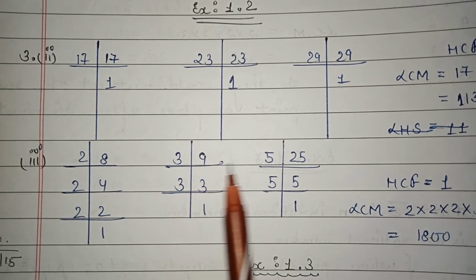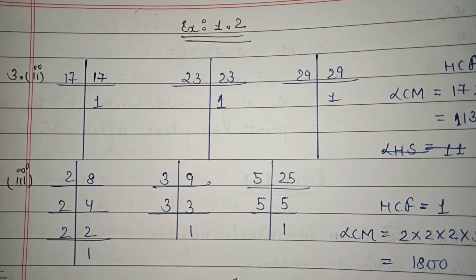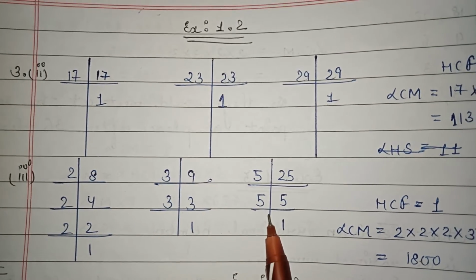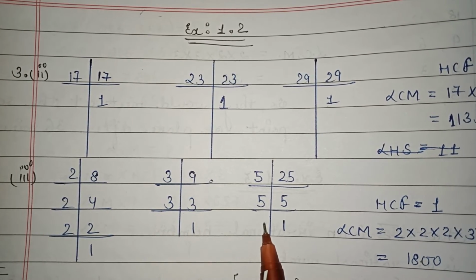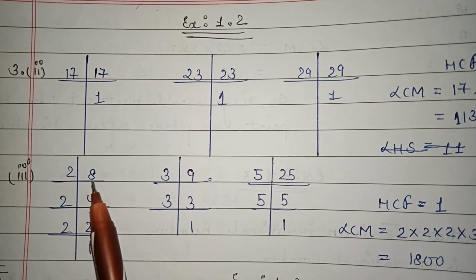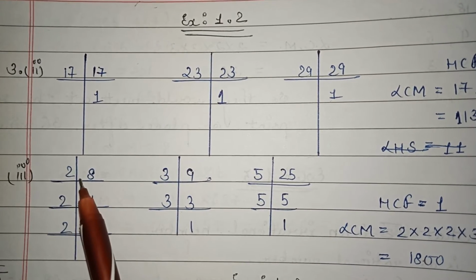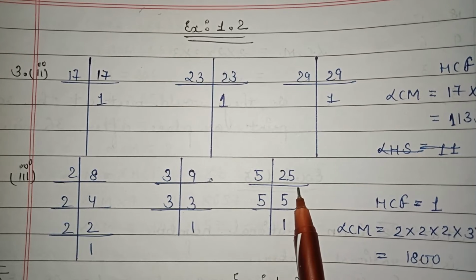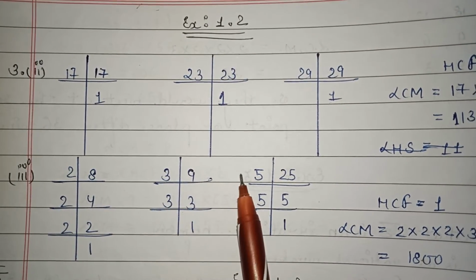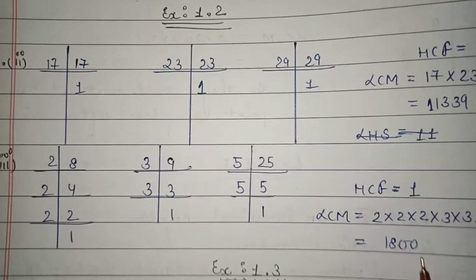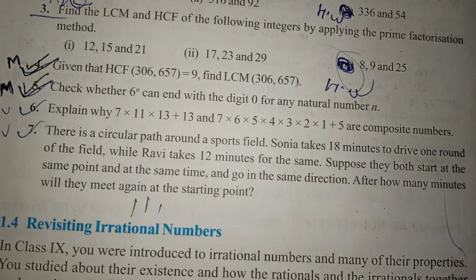Moving to the last part of this question. I have 8, 9 and 25 as numbers, and these are their factors. So for SCF we have nothing in common, so SCF will be 1, as only 1 is common in all three of these numbers. And for LCM, as there is nothing in common, simply the multiplication of all the prime factors of these numbers will be the LCM, that is 2 into 2 into 2 into 3 into 3 into 5 into 5, that is 1800 is the LCM.